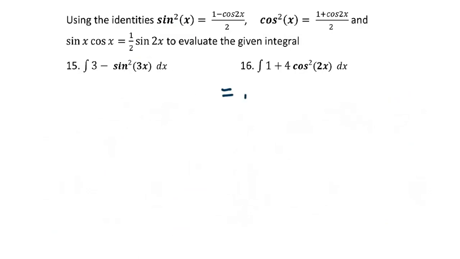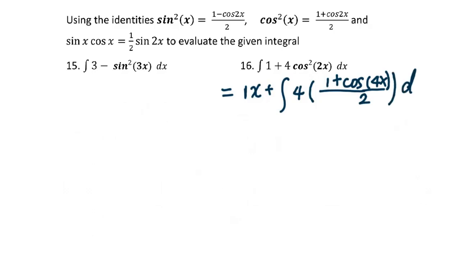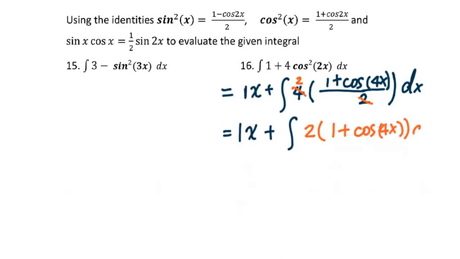For number 16, for 1, that is 1x. Then plus integral. This is 4 parentheses. 1 plus cosine double angle. This will be 4x over 2. Then dx. You will get 1x plus. Reduce this 2. You will get here's 2. So 2 times 1 plus cosine 4x dx.